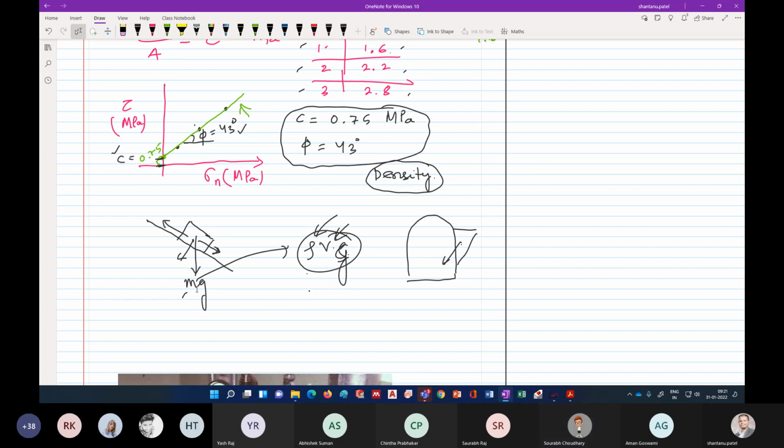Yes, sir. But this mg, let's say we are trying to find out the factor of safety. We call it factor of safety. So what is the chance that this wedge will slide? So what will be the driving force if this is theta and the mass of this is m?